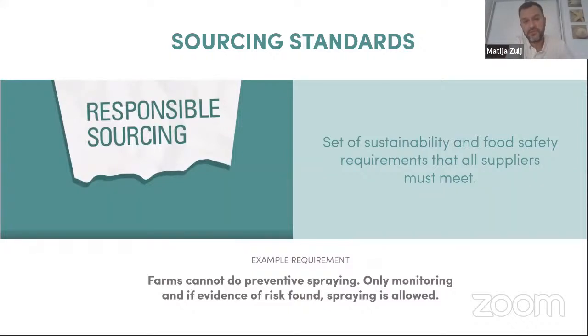So the responsible sourcing standard says that you as a vendor need to meet a set of standards and requirements to be a compliant vendor. One example is that if I'm a farmer, I cannot do preventive spraying. This means that I cannot follow the standard traditional crop protection plan that consists of 21 sprayings of apples throughout the season, but I need to monitor my crops each day. And when I see that there is actual risk occurring on my fields, then I'm allowed to spray, and I need to provide the evidence around that.